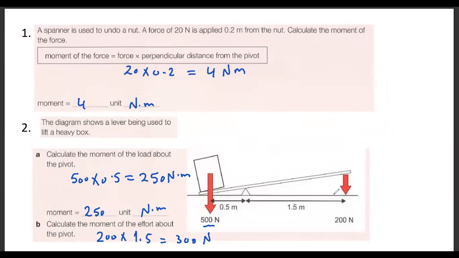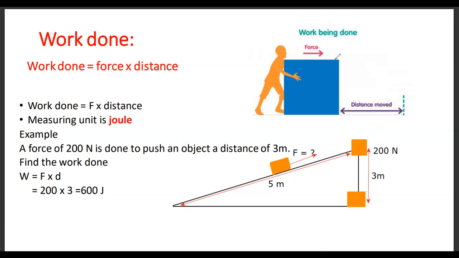Here we should know that the moment by the effort is greater than the moment of the load. So this beam will rotate in this direction, because here our effort makes a moment greater than the moment of the load. That means the clockwise moment will be greater than the anti-clockwise moment, so this beam will not be balanced. There is no balance. Now let's start with work done.